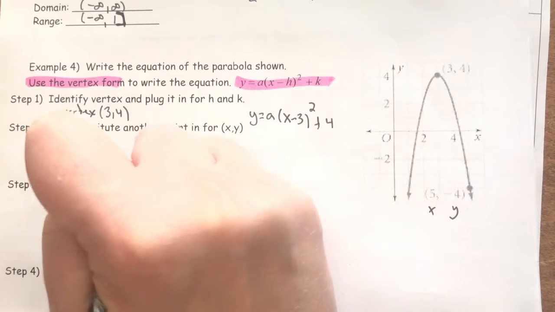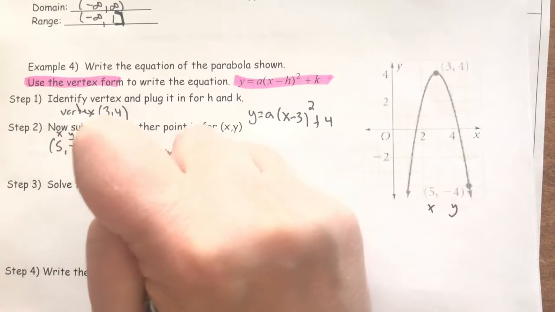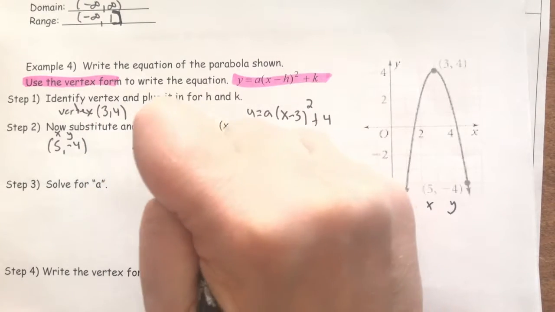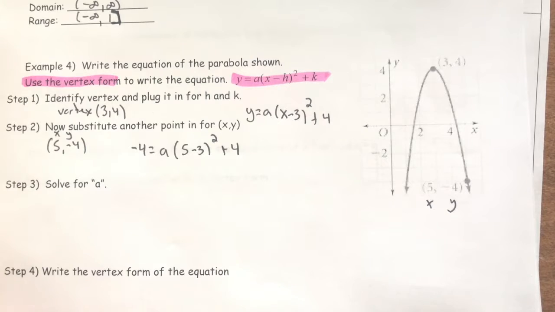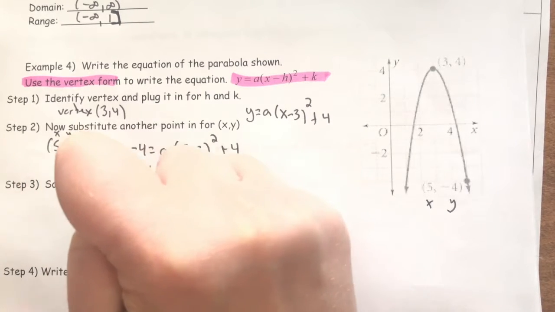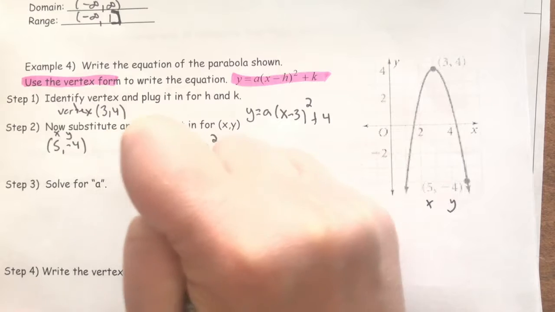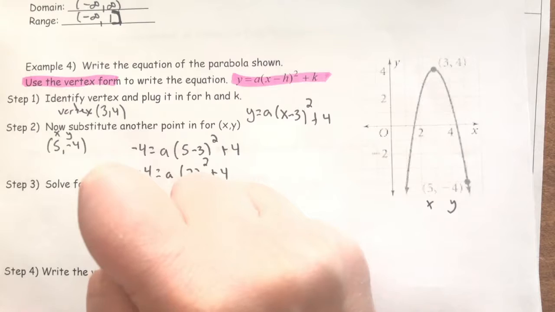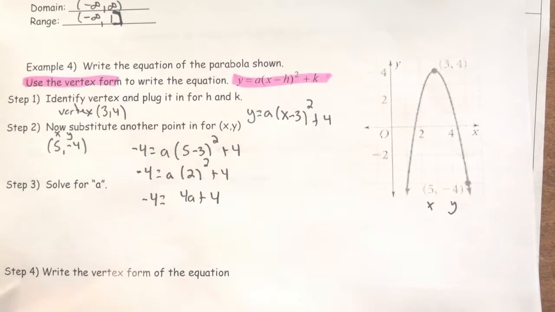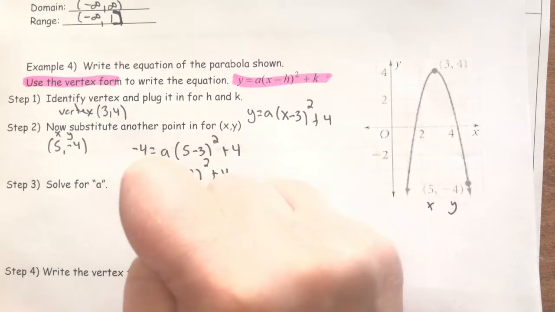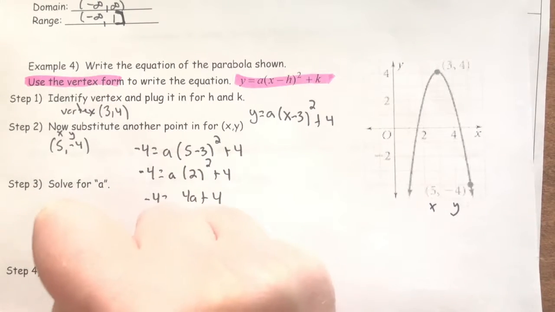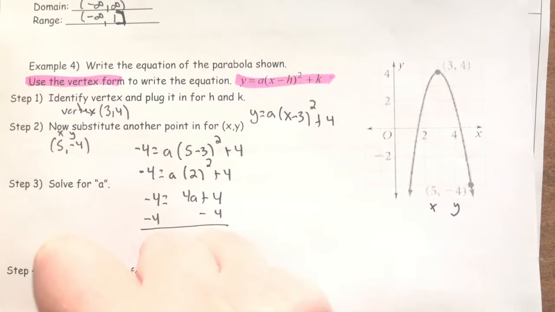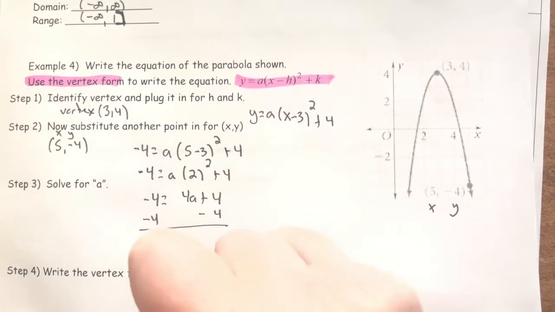We're going to have -4 is equal to a times (5 minus 3) squared plus 4. And again, do this without a calculator. So we'll start to simplify this. 5 minus 3 becomes 2 to the 2nd power. -4 equals, 2 squared is 4, so I'm going to write that as 4a plus 4. Now we're going to solve it. It's just a 2-step equation. I subtract 4 from both sides. -8 is equal to 4a. Divide both sides by 4, and we have a is equal to -2.